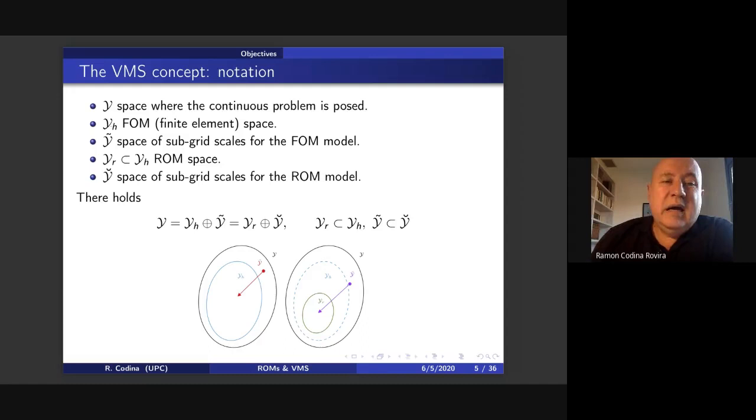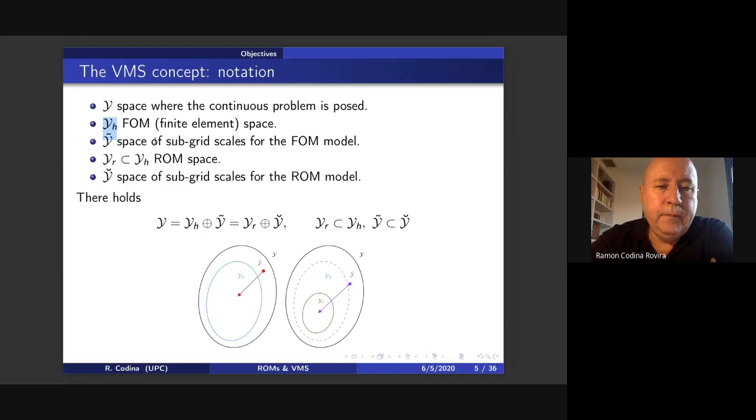I will always consider that the full order model, the high fidelity model, as it is also called in the context of ROM, is a finite element space. So we have a high fidelity approximation, which is a finite element method, okay? And that will be our full order model space, that I will indicate with a subscript H as usual.